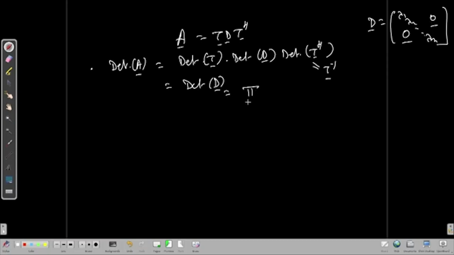Product I denote like this, i equal to 1 to n lambda i. There is lambda 1, lambda 2, lambda n. Which means, if every eigenvalue is non-zero, then determinant is non-zero, which means the matrix is invertible. On the other hand, if A is Hermitian and it has at least one eigenvalue 0, then determinant is 0, which means the matrix is not invertible. Understood? Okay, matrix is not invertible.